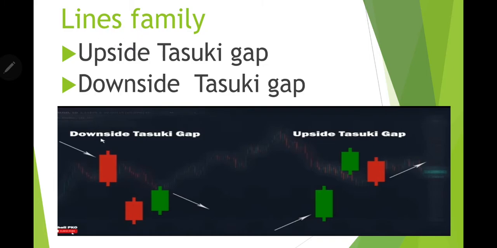Still under the lines family, you've got upside Tasuki gap and downside Tasuki gap. Downside Tasuki gap signifies the continuation of an existing downtrend, and upside Tasuki gap simply means the continuation of an existing uptrend.